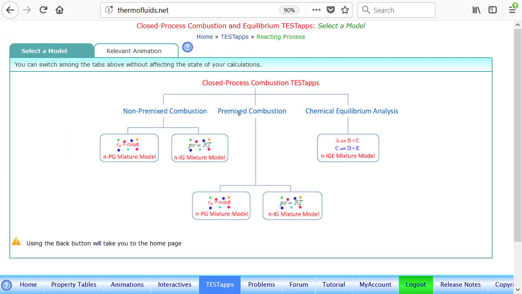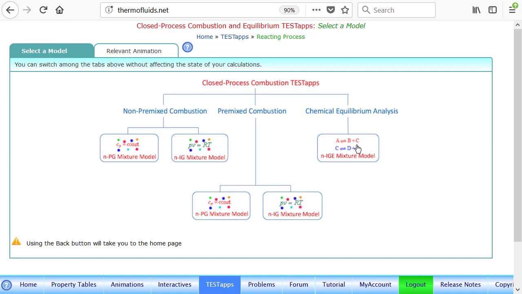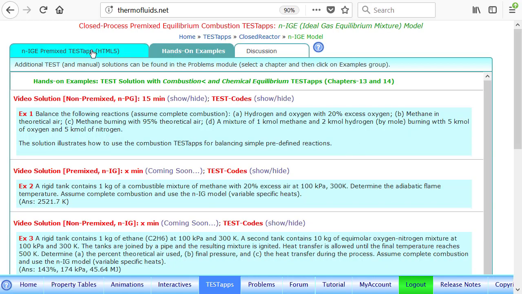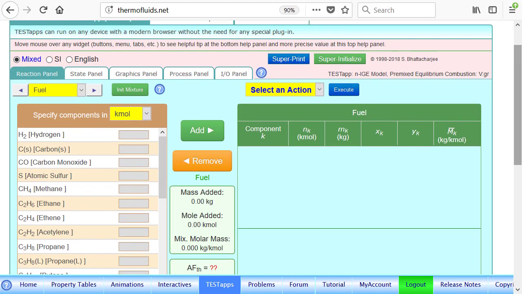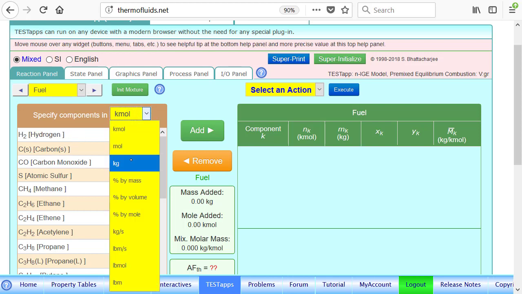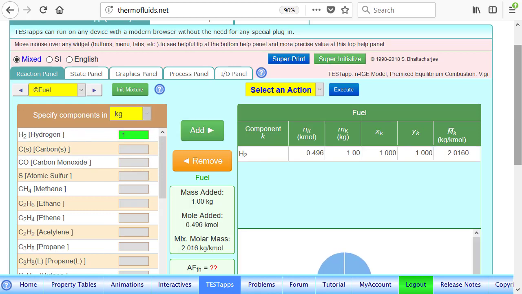And notice that the chemical equilibrium analysis is done only for pre-mixed. There is no non-premixed combustion here. So we click there and we end up in a very similar looking app. There are a few subtle differences though. So let's first set up what the fuel is, given in kilograms. So hydrogen is 1 kg, we add that, we're done with the fuel composition.